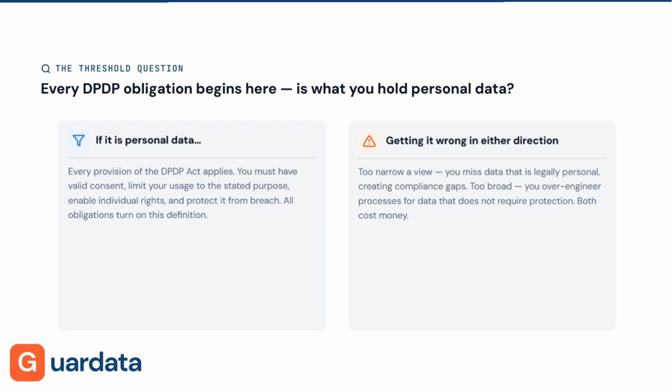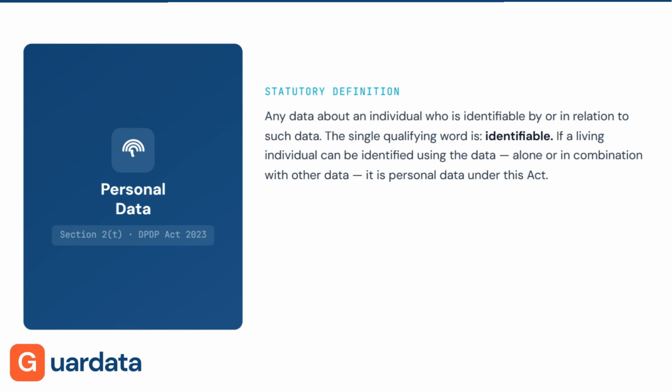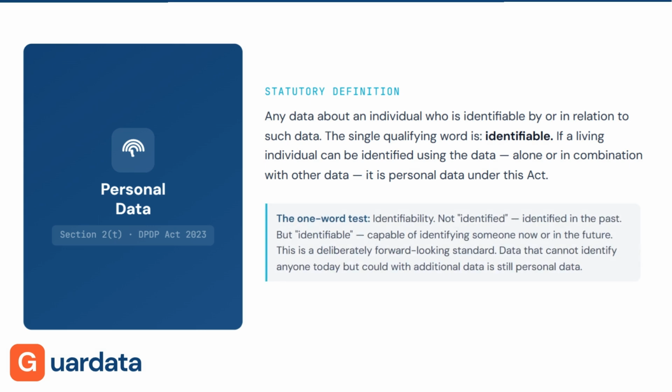The Act defines personal data in Section 2(t): any data about an individual who is identifiable from that data. One word matters most here: not personal, not data. Identifiable. Not identified in the past, identifiable now or in the future. Data that could identify someone when combined with other information is already personal data today.